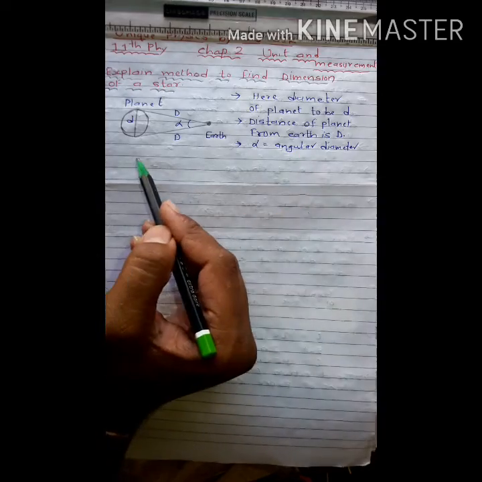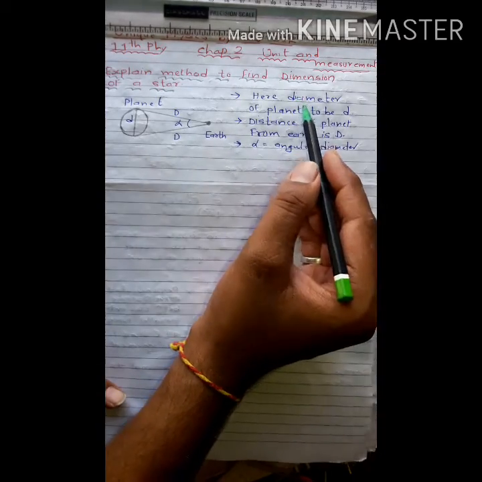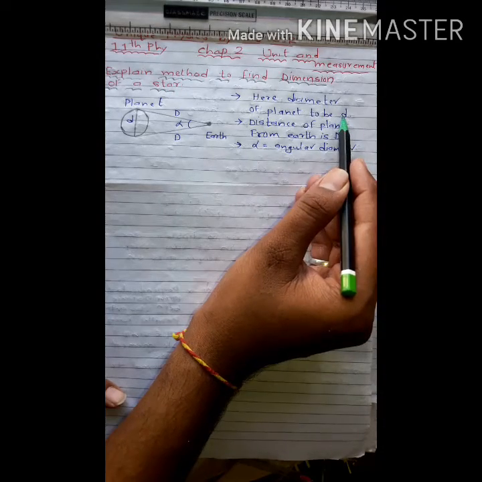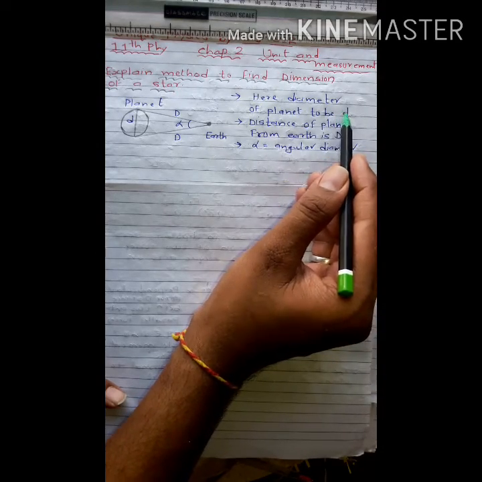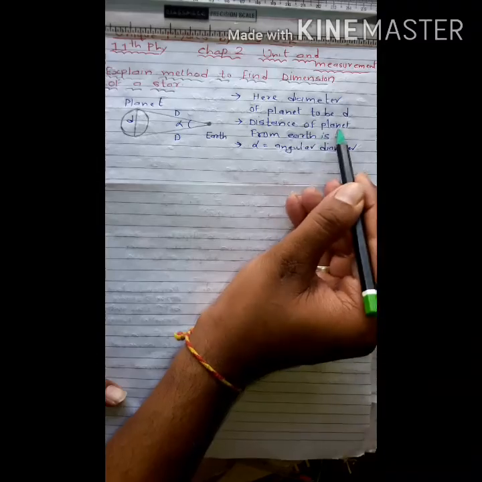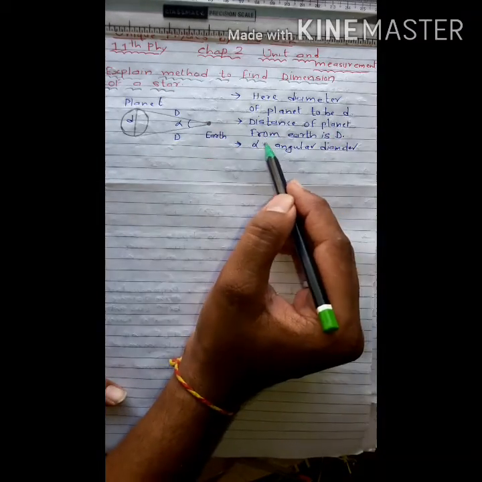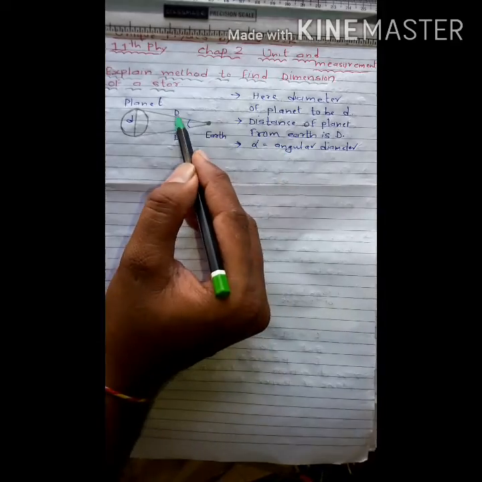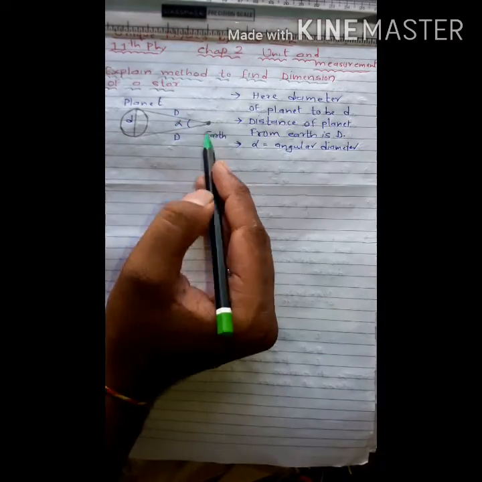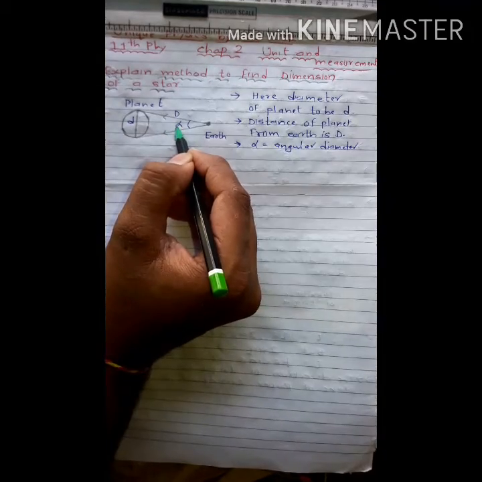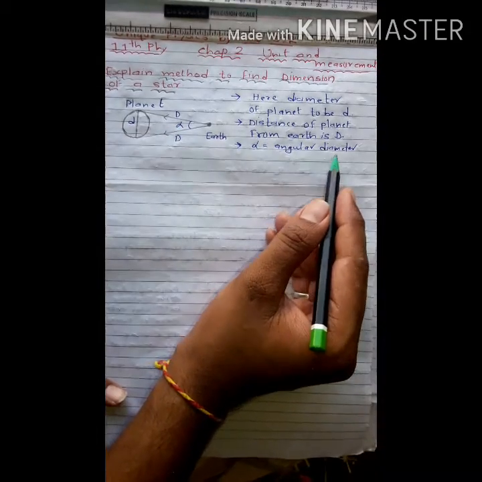Alpha is known as the angular diameter. So this is the simplest description. The diameter of the planet is small d. Here we want this distance. The distance of the planet from Earth is capital D, which is already given. And alpha is the angle between the two directions of observation. So these are our directions of observation. The angle is alpha, where alpha is known as the angular diameter.